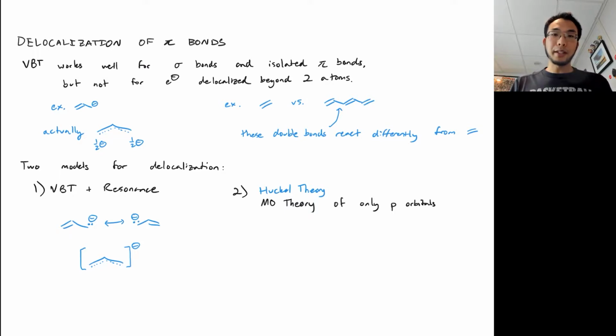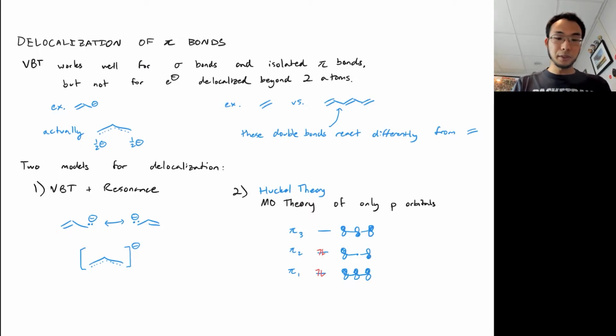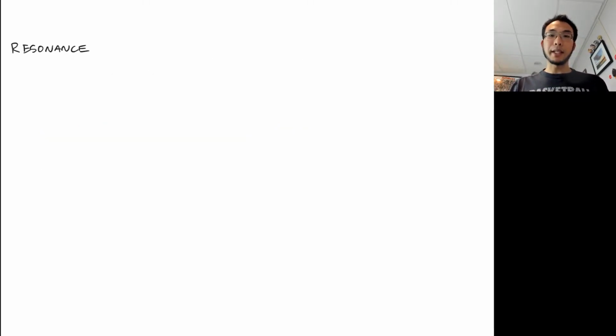And Huckel theory is basically doing MO theory with just p orbitals. And what you end up getting looks something like this, where, since you're only thinking about p orbitals, you end up only thinking about pi molecular orbitals, like so. And so these would be the pi molecular orbitals for this molecule on the left here. So let's look at these different ideas.